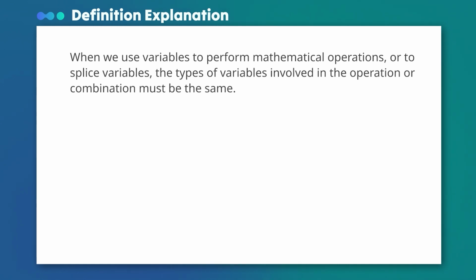When we use variables to perform mathematical operations or to splice variables, the type of variables involved in the operation or combination must be the same. For example, we can add 1 to an integer variable to calculate a new integer value, but we can't use integer variable plus hello for calculation.